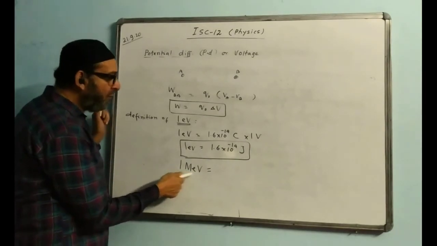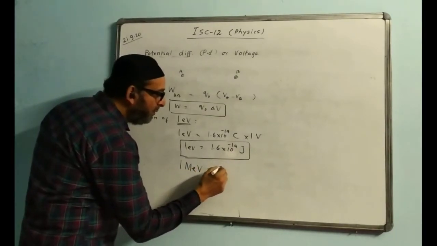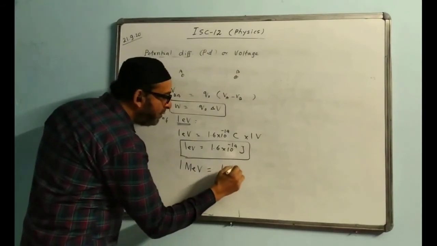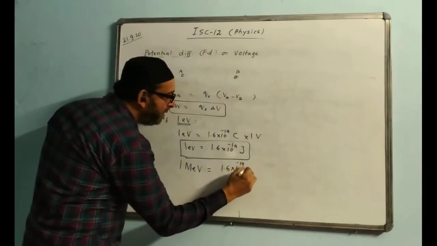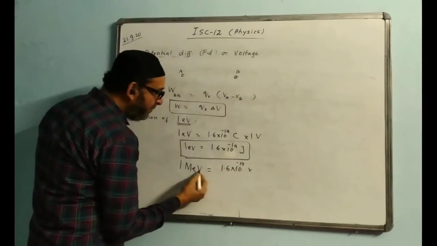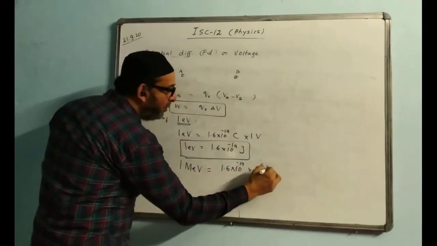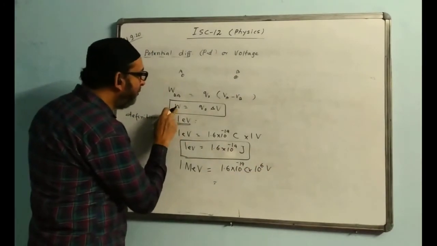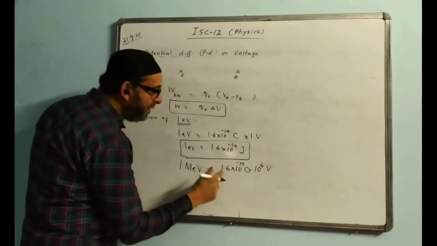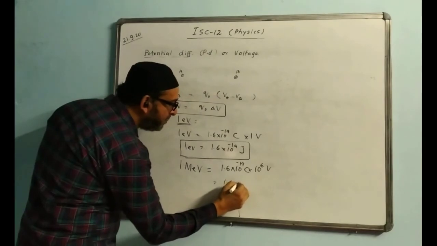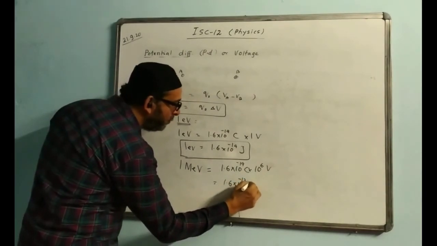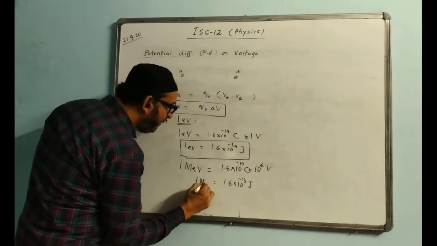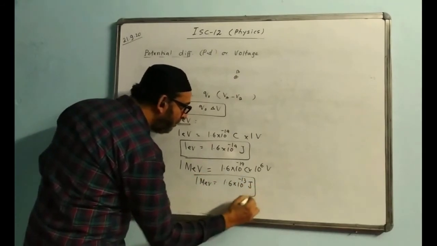How to express this in joule? We will write like this: the electron charge value is 1.6 into 10 to the minus 19 coulomb, and the voltage value will be 10 to the power of 6 volt applied. Coulomb into volt gives the value of joule, or the energy gain. So here we will write 1.6 into 10 to the minus 13. So this is the value of 1 MeV. This also you have to remember.